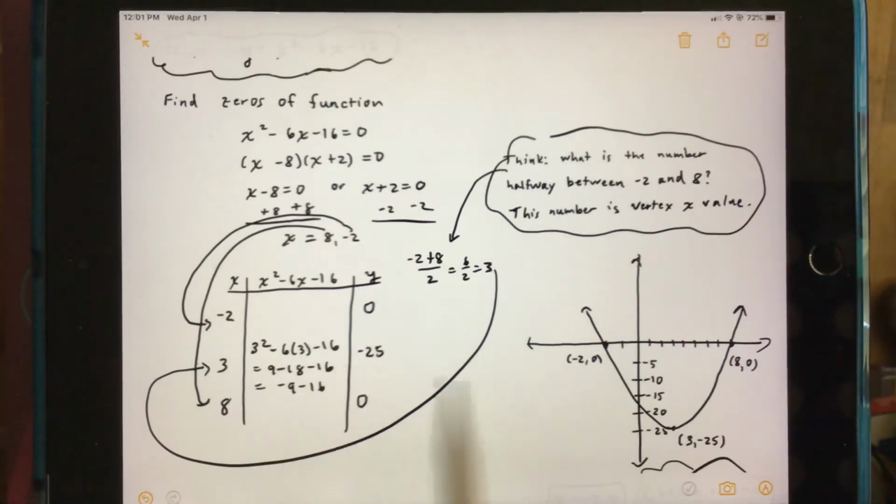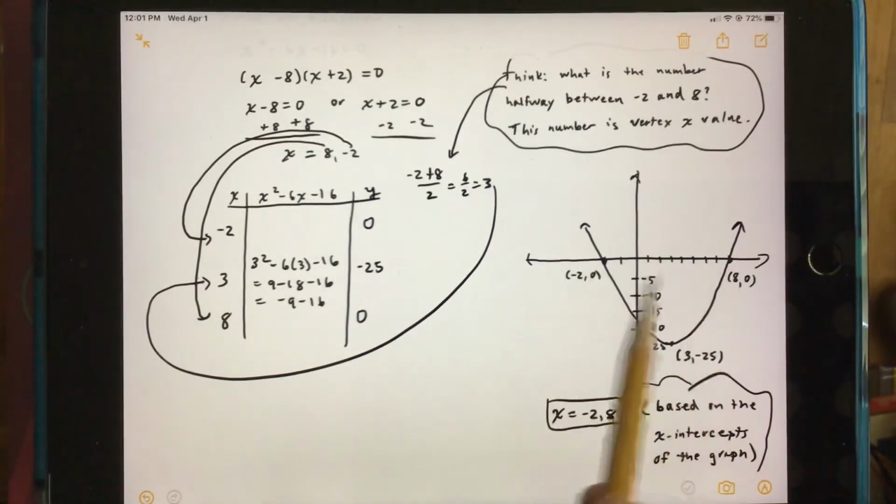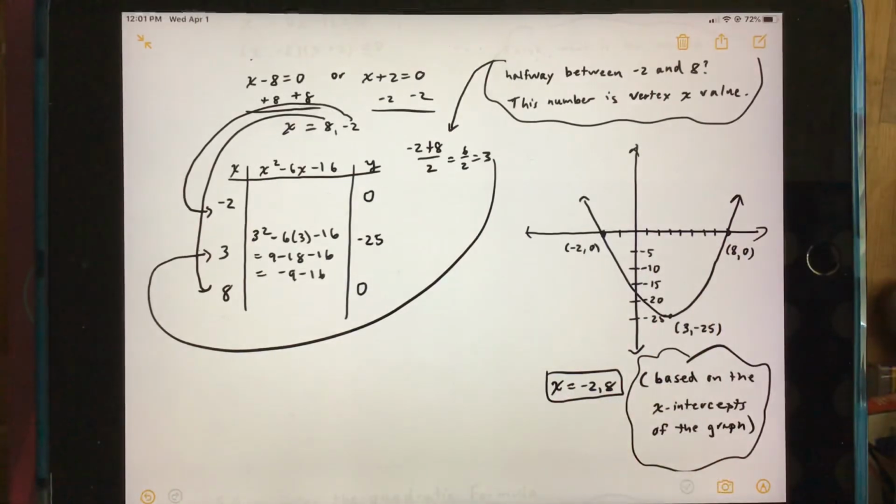And then I graph these 3 points. I have a beautiful parabola here. And there's the zeros of my function. And by this graph now, based on the x-intercepts, I can claim that my quadratic equation solution is x is equal to negative 2 or 8, because that's the zeros of the function.